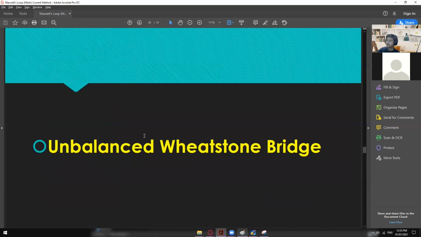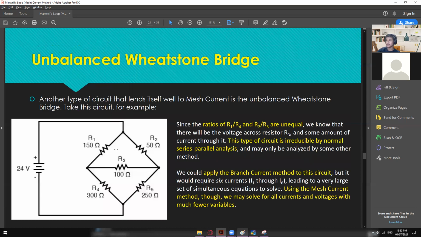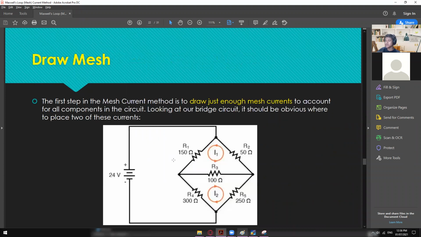So we have another example right here, which is the unbalanced Wheatstone bridge. So we have this circuit right here wherein R1 is in parallel with R4, R2 is in parallel with R5, and then what else? So after solving those, you can now have a series connection with R3. But of course, we cannot do that one easily, since this one cannot be solved using Ohm's law alone. So in here, we have to apply either Kirchhoff's law or mesh current analysis. But of course, the easiest one is always the mesh current analysis.